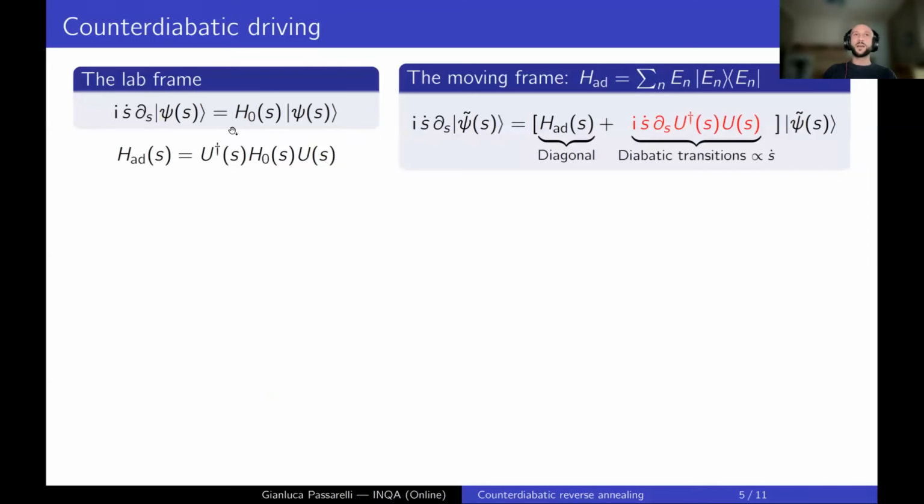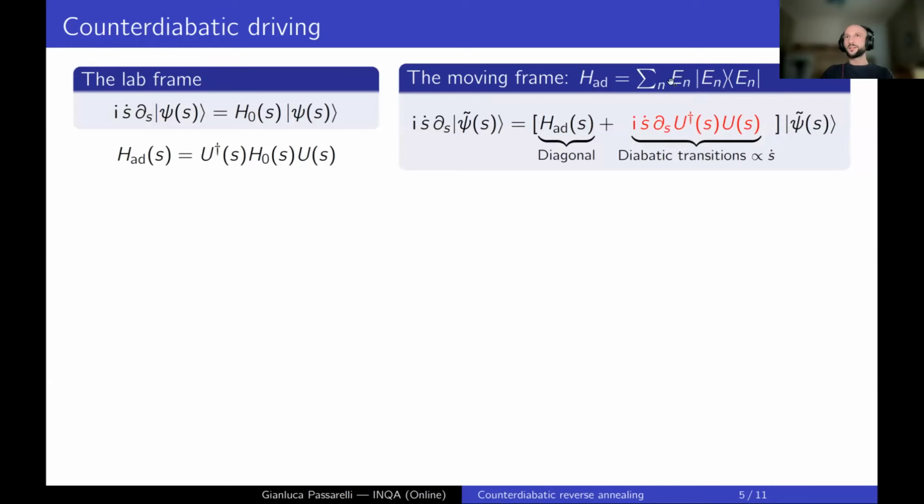When you have a time-dependent Hamiltonian, you can instantaneously diagonalize it, and you can write down your Schrödinger equation in the moving frame in which the Hamiltonian is diagonal at every time. If you do that, you realize that the generator of the dynamical evolution is given by two terms. One is the diagonal Hamiltonian, so it cannot induce non-adiabatic transitions, and another one is instead responsible for diabatic transitions and will vanish in the adiabatic limit.